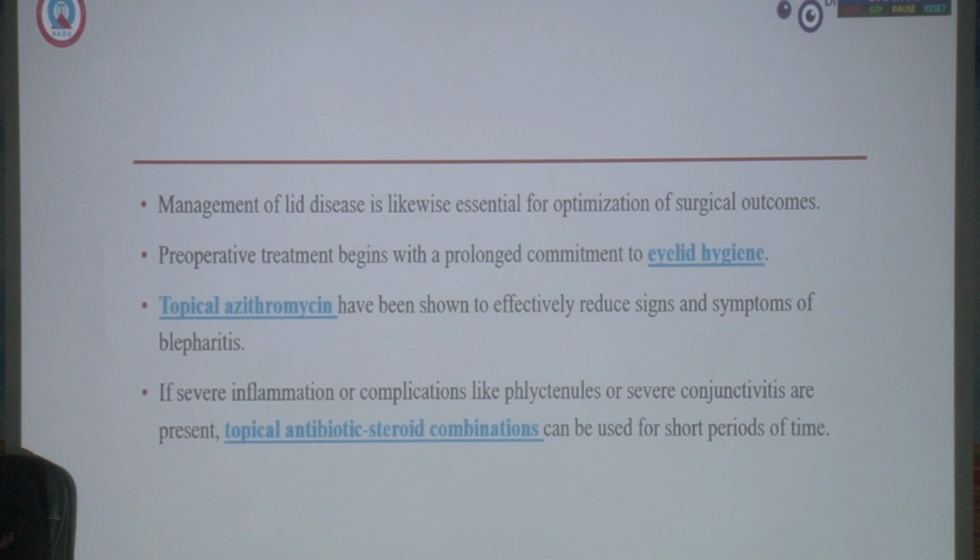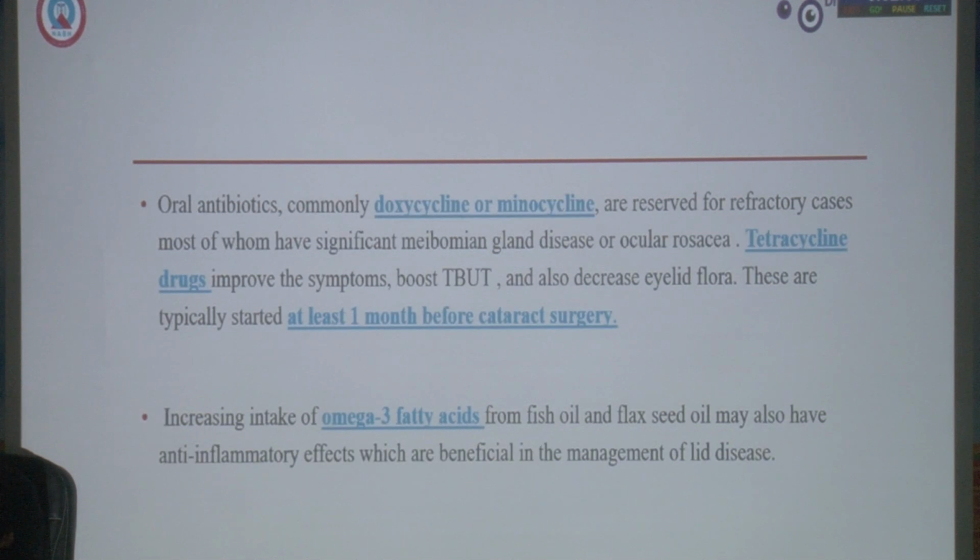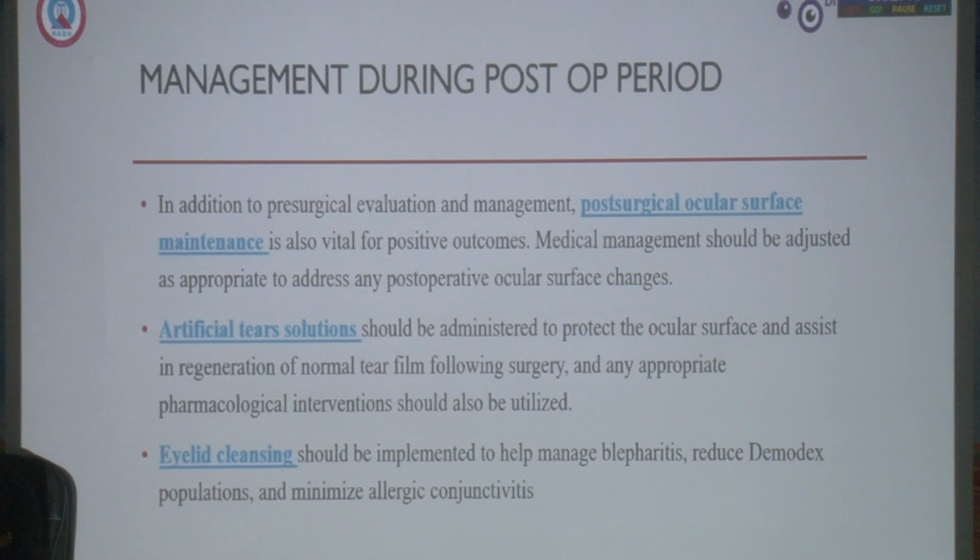It starts with eyelid hygiene. Topical azithromycin decreases the signs and symptoms of blepharitis, and in severe cases of phlyctenulosis or severe conjunctivitis, a topical antibiotic steroid can be used. Sometimes tetracycline can be used at least 1 month before cataract surgery, and omega-3 fatty acid is also beneficial in the management of lid diseases.